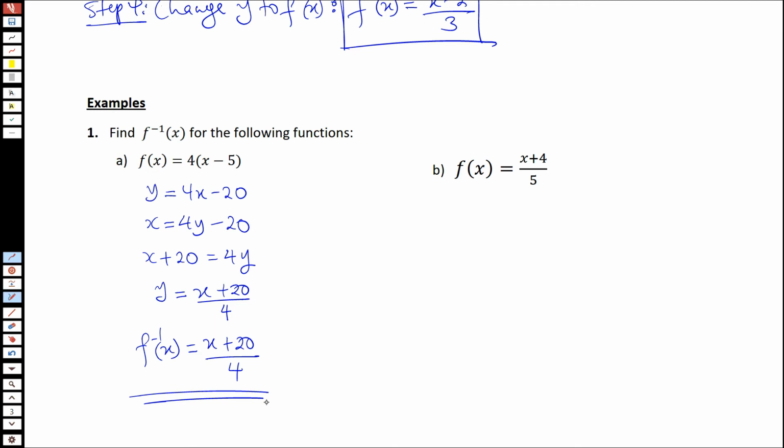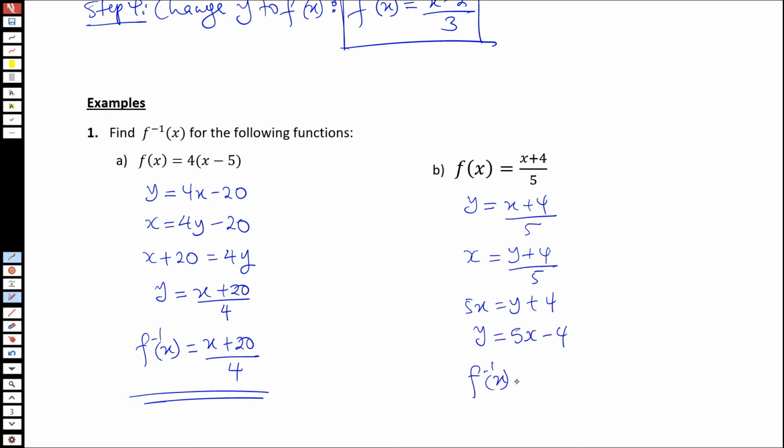Okay, same approach as what I've just explained. The same approach applies here. So start by changing f of x to y, interchange x and y, then make y the subject. The opposite of dividing by 5 is multiplying by 5. So y will be equal to 5x minus 4, and that's basically the inverse function.